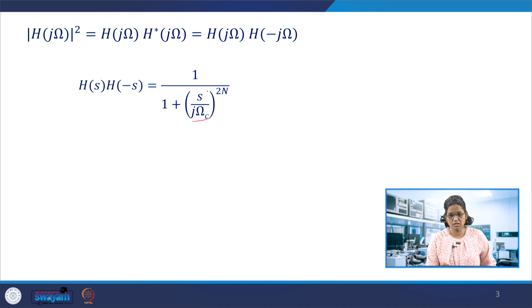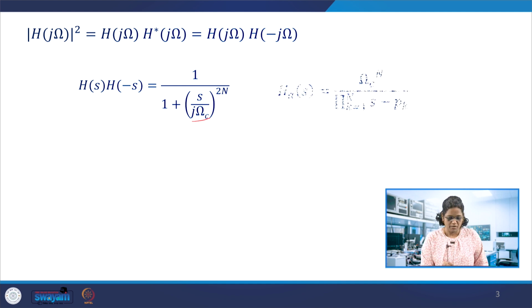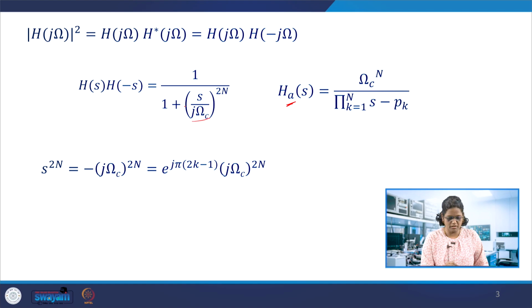So how do we get it? This is converted into the s plane to see the pole locations of the analog filter. If you take only the analog transfer function H of s, it is omega c power n divided by the product, k varying from 1 to n, of s minus p k. So the poles are here. We can find the pole locations exactly from s power 2n.